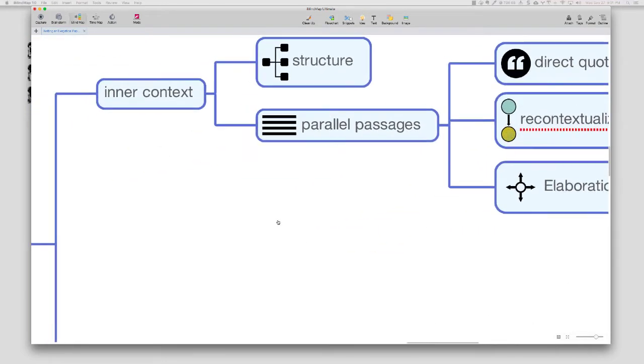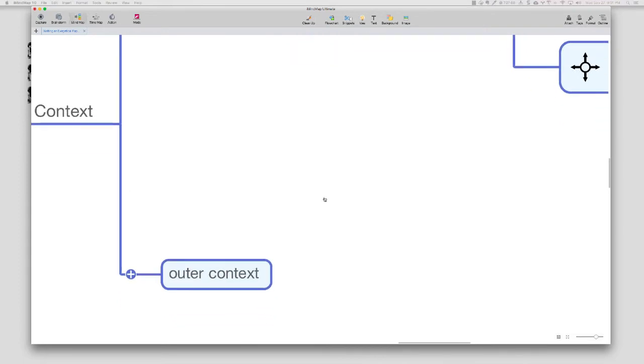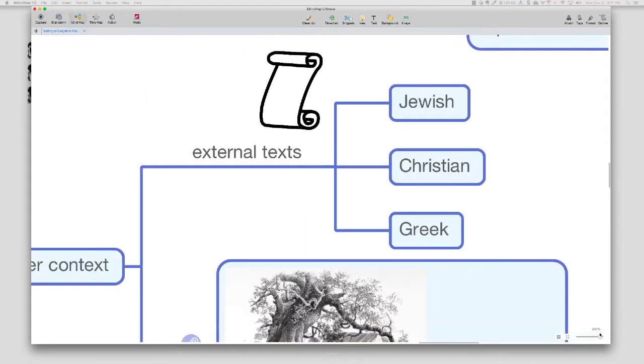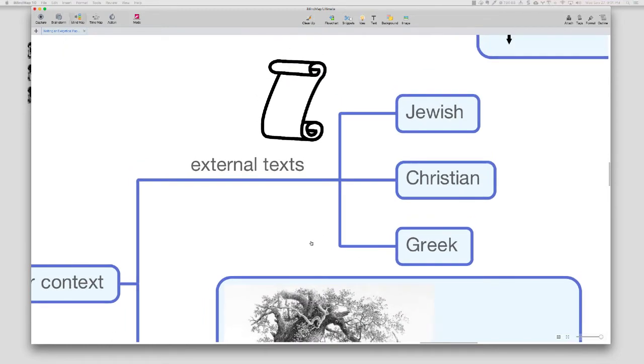So that's inner context, and then there's the outer context. In the outer context, first of all, you have the external texts of various kinds. Jewish texts, such as the Dead Sea Scrolls. You have Christian texts, what we call the Church Fathers. You have Greek texts of the time that can shed light on your biblical text. And so basically what you're doing here is you're asking, is there anything written that's outside of the Bible that can shed light on the meaning of this passage?